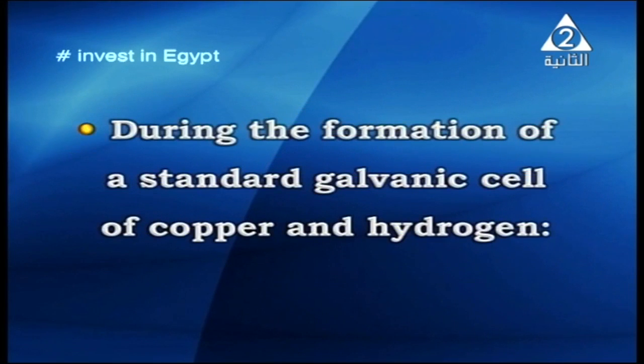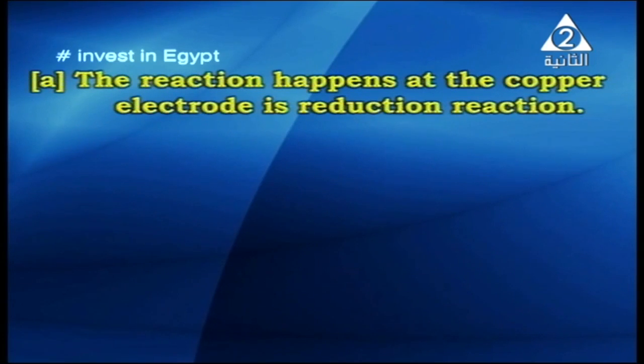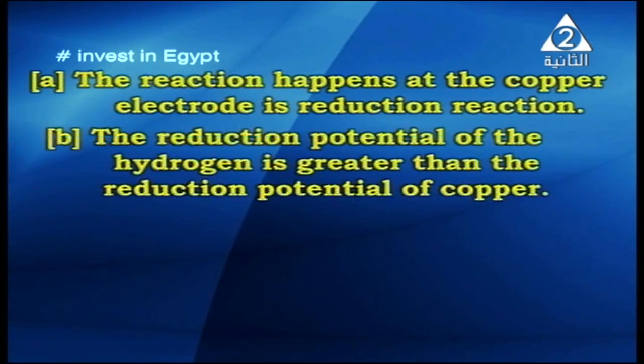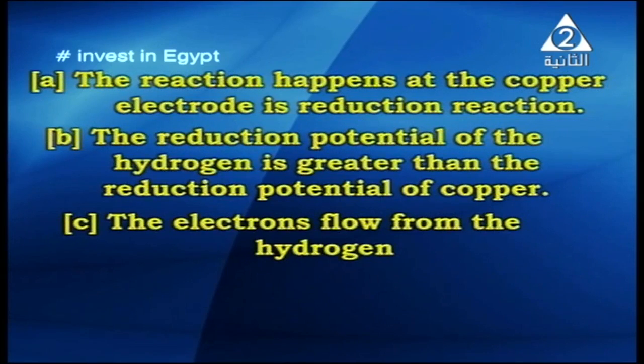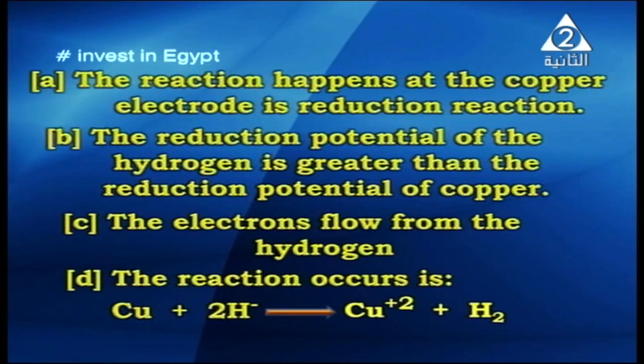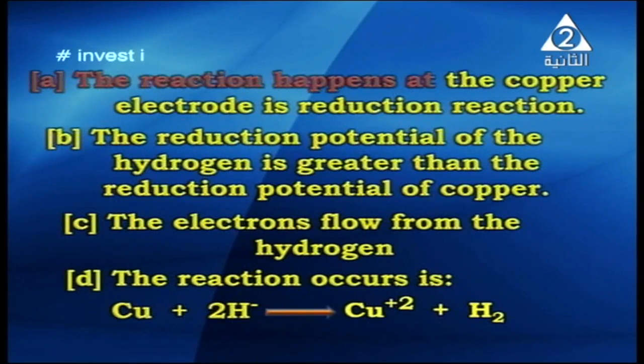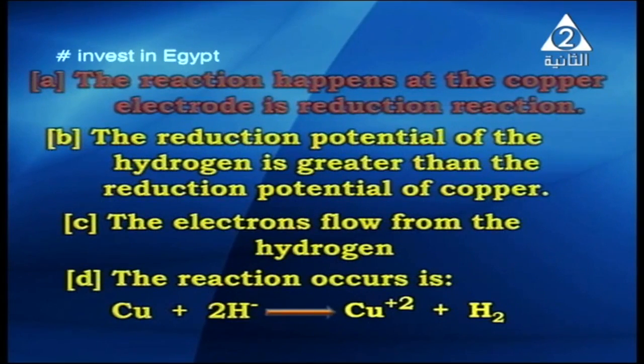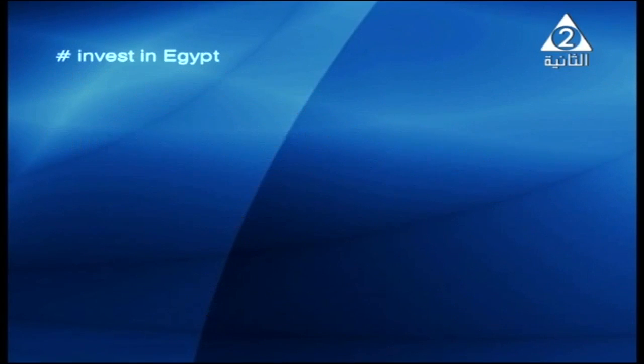Next point, during the formation of a standard galvanic cell of copper and hydrogen, the reaction that happens at the copper electrode is a reduction reaction. The reduction potential of copper is greater than the reduction potential of hydrogen, the electrons flow from the hydrogen and the reaction occurs. Copper 2 positive plus H2 gives Cu plus 2H positive. So the answer, my dear student, will be the reaction happens at the copper electrode is a reduction reaction.